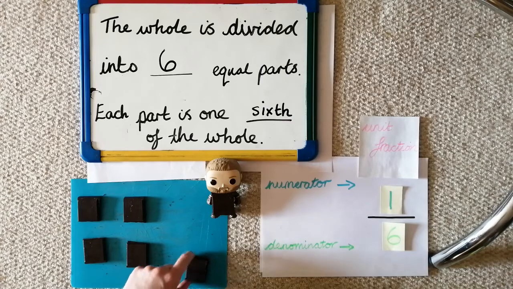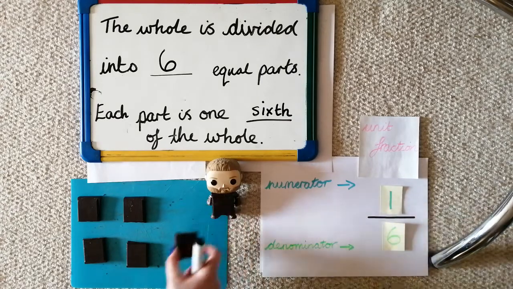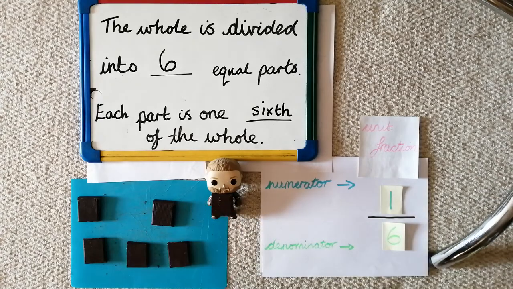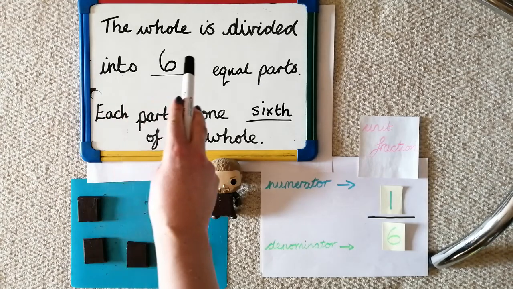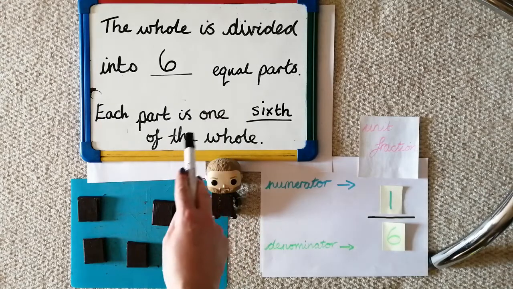Now if Cap had 2 pieces, then we would have to change that numerator, but he's only got 1 piece. It doesn't matter whether he took this piece or this piece, he still only has 1/6 of the whole. And then we can use this sentence. So let's repeat this sentence. The whole is divided into 6 equal parts. Each part is 1/6 of the whole.